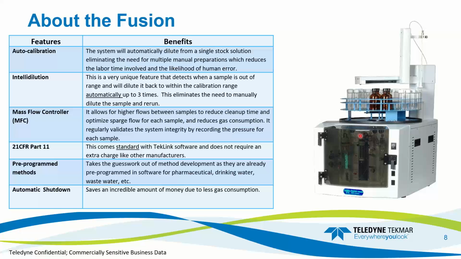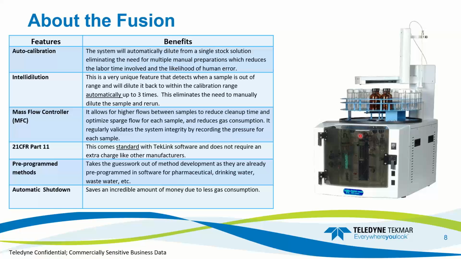One other great feature is IntelliDilution. So if your sample that you're running is currently out of range or over range of your calibration curve, if this feature is checked, it will actually see that the sample is overranged. It will come back, dilute that sample. Sorry, first it will rinse to clean out the system. Then it'll come back and dilute that sample. Then it'll try to bring that sample within your calibration range. It will try 3 times. This eliminates the need to manually dilute the sample and rerun. So that's a good little feature here.